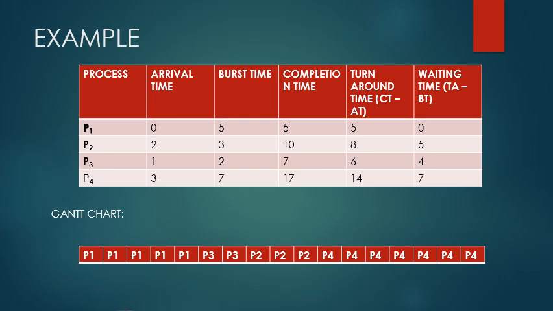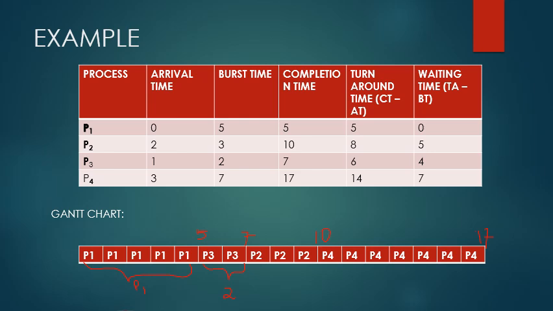You have P1 which occupies 5 milliseconds. Then we can see that P3 occupies 2 milliseconds after 5. So we can write here 5, here 7, here 10, and here we can write 17. This is a representation of a Gantt chart.